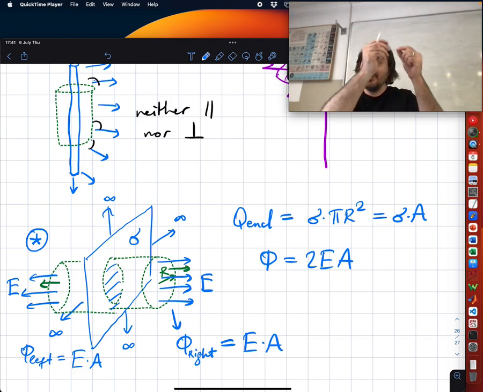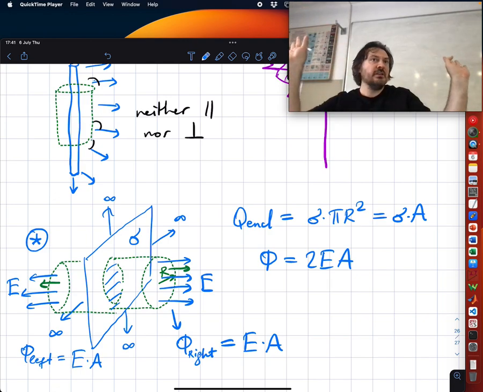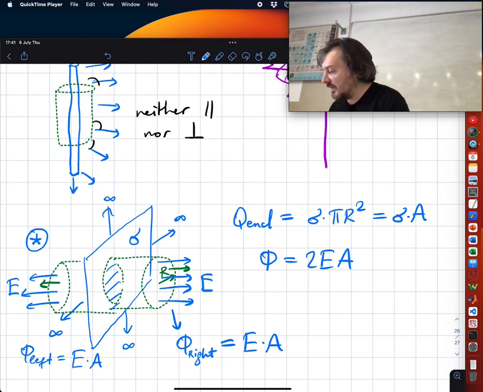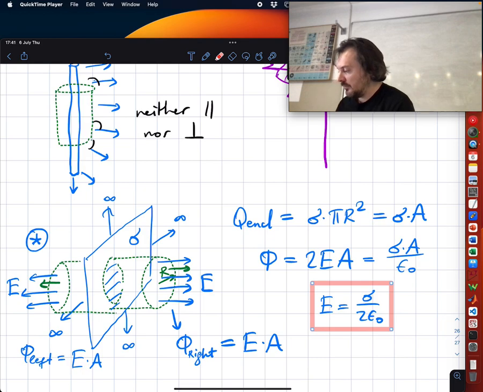Right? We started with a ring. We integrated the ring. Well, integrated, half integrated. Then we integrated to find the disk. Then we took the disk to infinity. But nothing like that. Just 2 times E times A should be equal to sigma times A over epsilon 0. So what is E? Sigma over 2 epsilon 0. That's it. Are you happy? I am happy too. Very good.